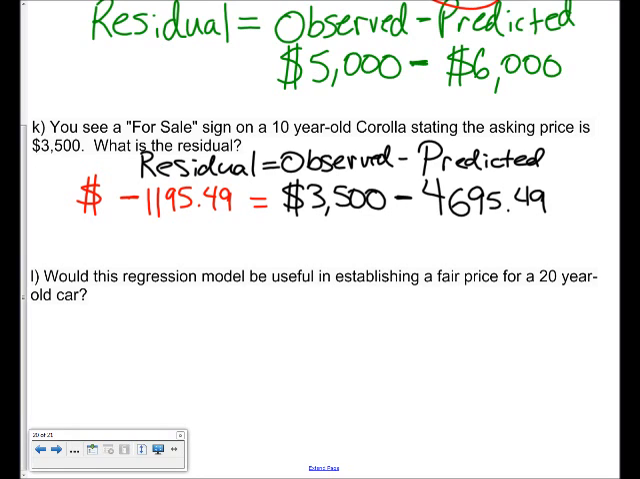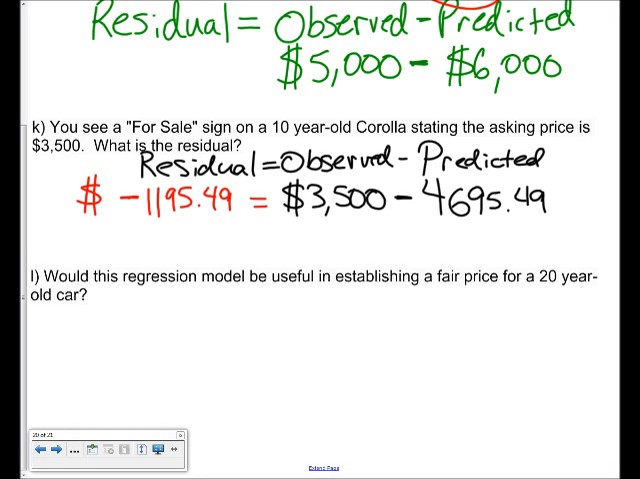Because if you see, the model says for a 10-year-old car, they're expecting you to pay just under $4,700. So this Corolla being listed at $3,500, right? That would be an actual deal because the model is saying you should actually expect to pay almost $1,200 more than that. So maybe something you should look at is, is the car in good condition? What's the mileage of the car? The other factors might be coming into why they're pricing it so much lower.